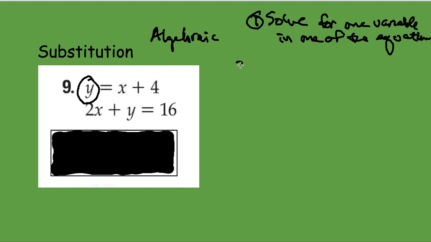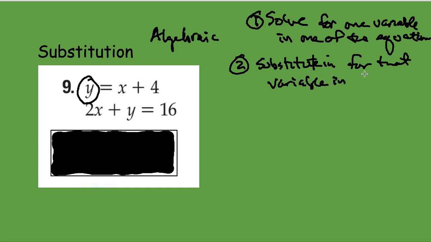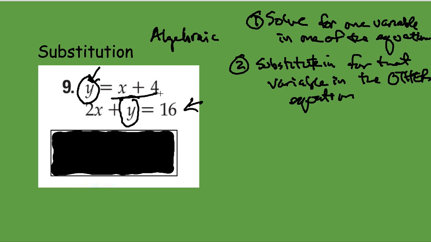Once that's done, your next step is to substitute in for that variable in the other equation. So you're going to take the equation that you didn't use. In this case, I'm going to take this equation, and then substitute in for y. Wherever I see y, I'm going to put this in place of it. So I'm going to rewrite that as 2x plus x plus 4 equals 16.